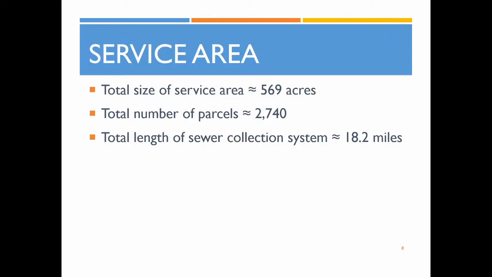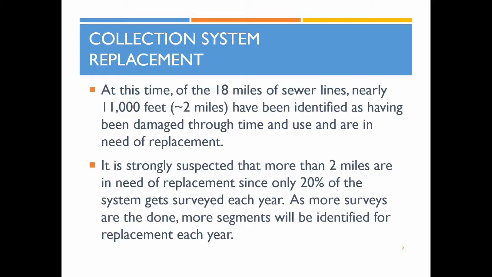In total, the Ford City-Taft Sanitation District serves about 569 acres in total land area and about 2,740 individual parcels. The total length of sewer lines is just over 18 miles. At this time, of the 18 miles of sewer lines that make up the collection system, nearly 11,000 feet, or about 2 miles, have been identified as having been damaged through time and use, and these sewer lines are in need of replacement. Additionally, we suspect that more than 11,000 feet of sewer is in need of replacement.